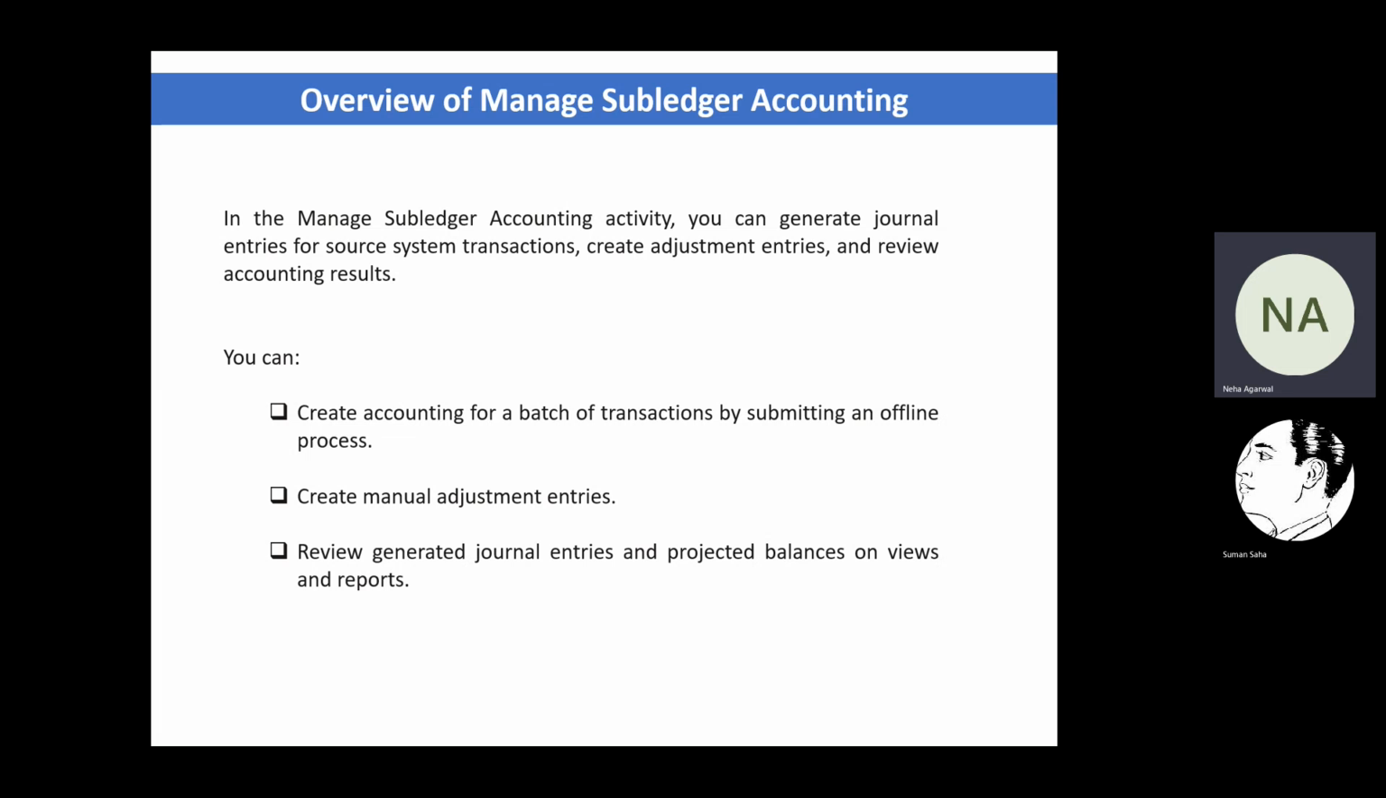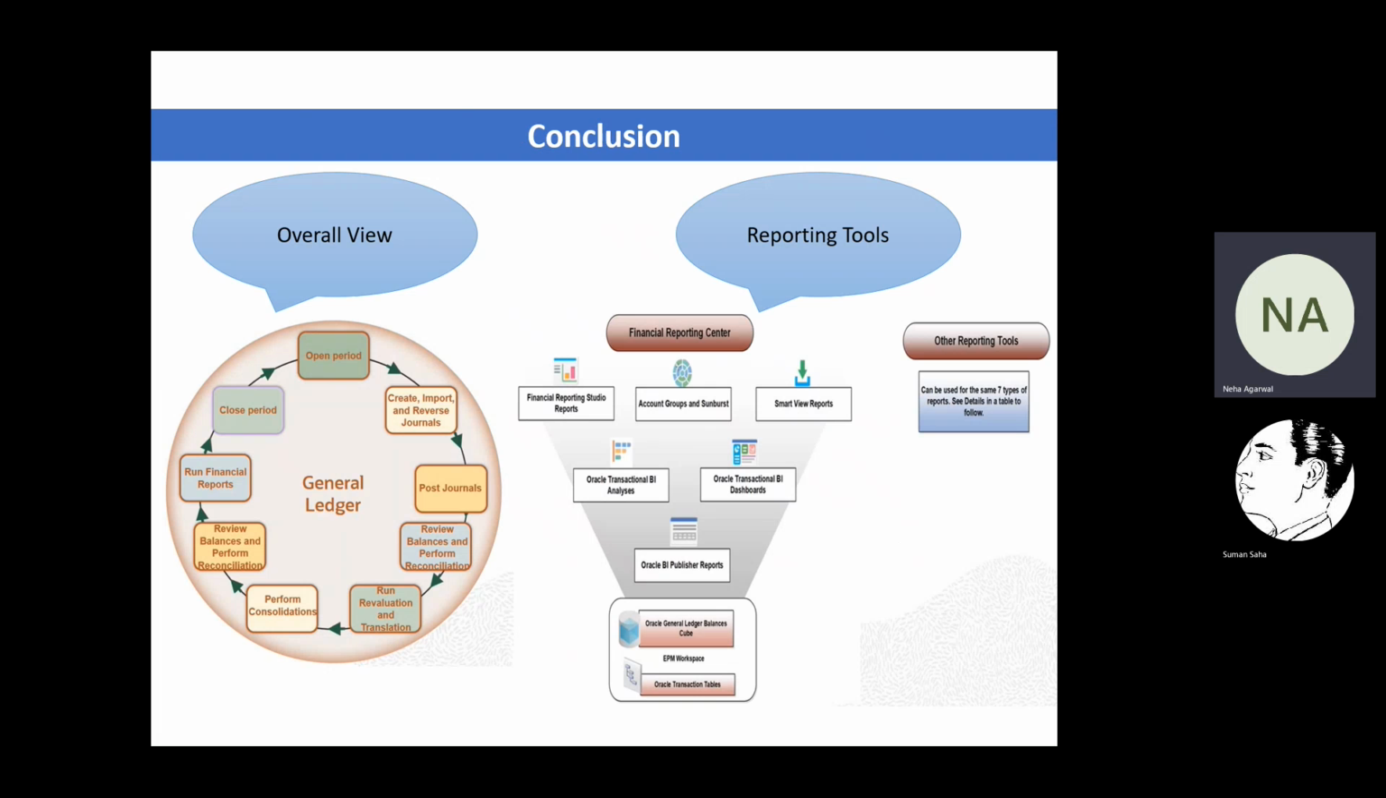If a journal batch is not specified in the spreadsheet or you are using an old template, a system generated batch name will be assigned to the GL journal batch. The maximum length for a journal batch should be 50 characters or less. Even if you are not assigning anything, your GL batch name will be automatically assigned. So this was about the Manage Subledger Accounting page.